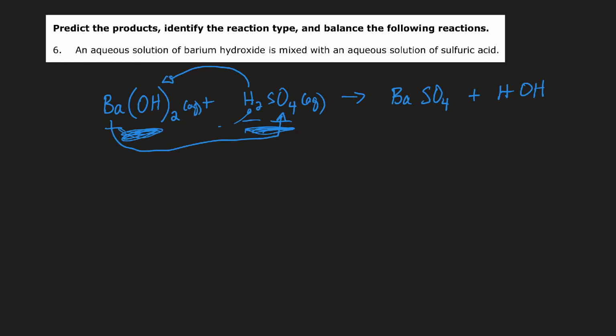Let's see what stuff looks goofy. I'm looking here, and I see 2 hydroxides. Over here, I just see 1. So to fix that, I'll put a 2 out front here. When I do that, I get my 2 hydroxides, but I also get 2 hydrogens. So over here, I've got 2 hydrogens. This is good. Here I have 1 barium, here I have 1 barium. Here I have 1 sulfate, and here I have 1 sulfate. So I think just by putting a 2 right there balances that equation.